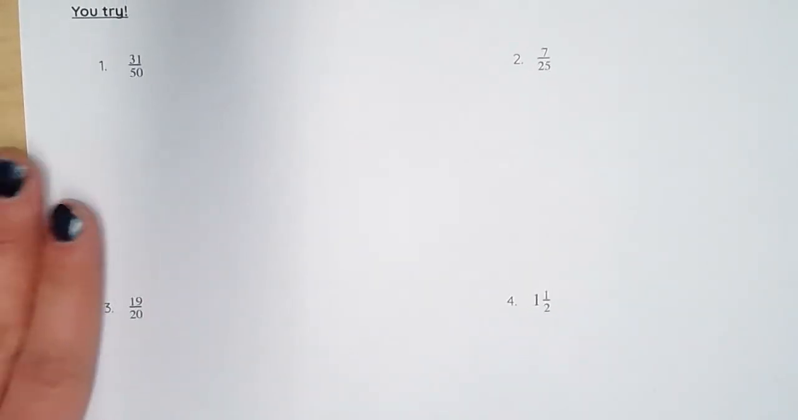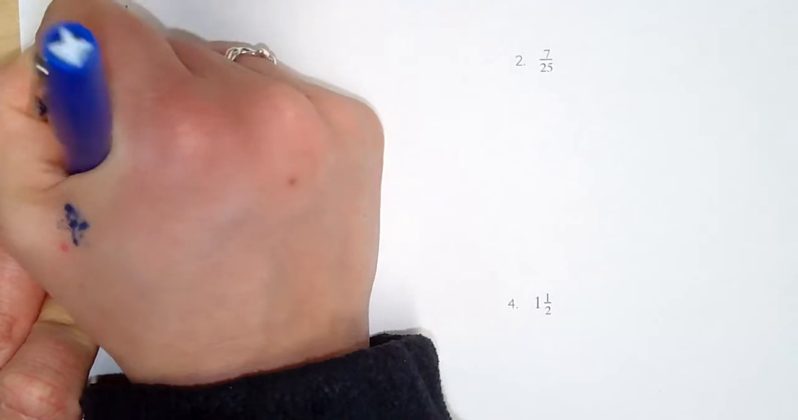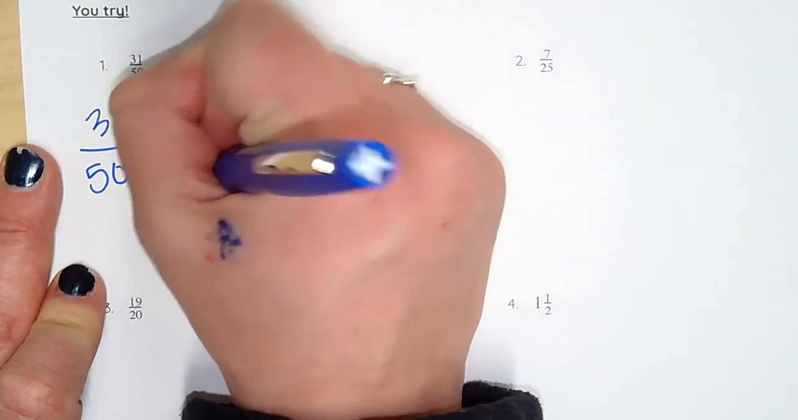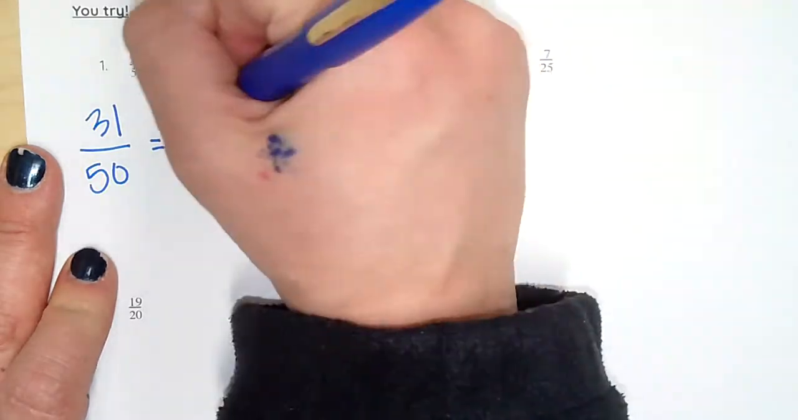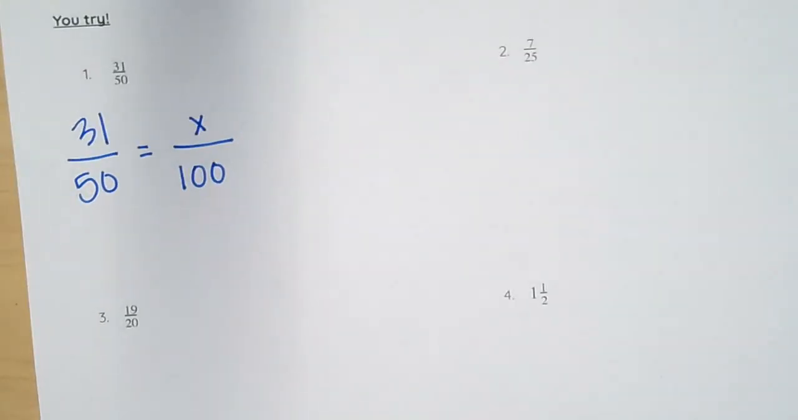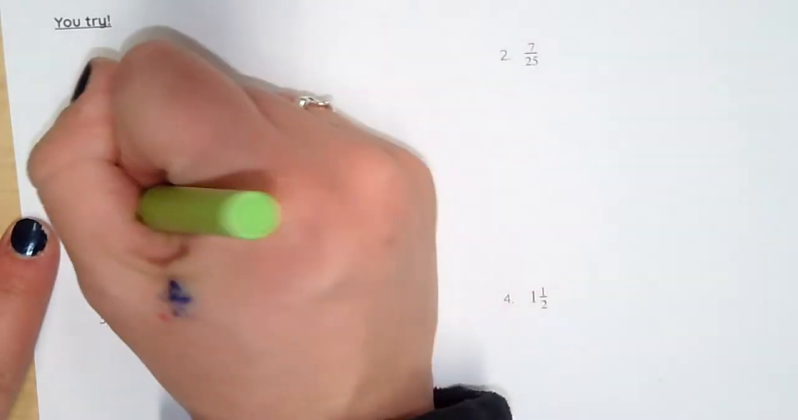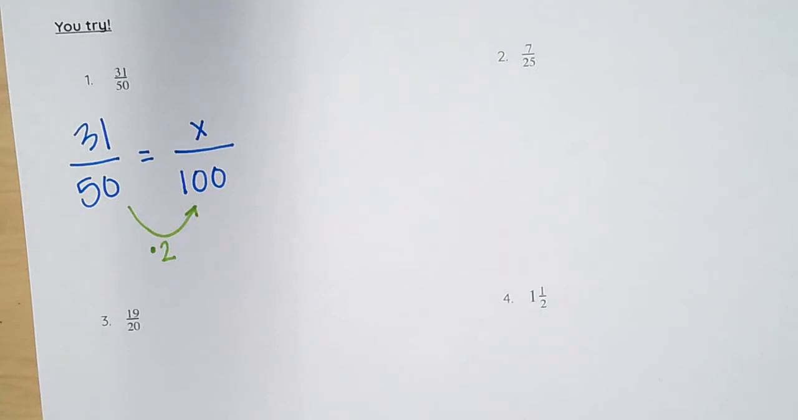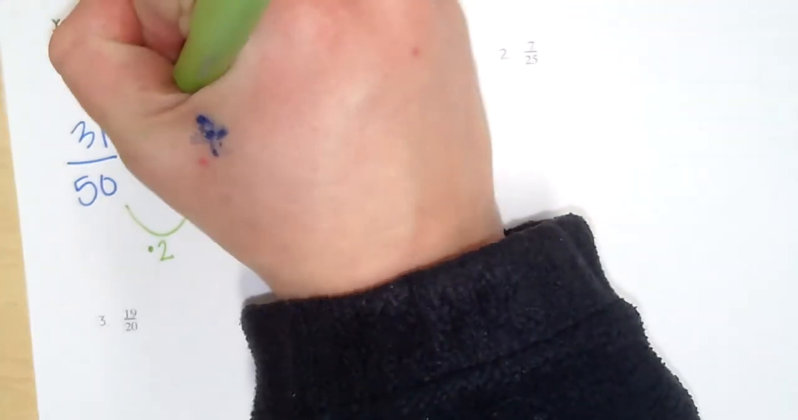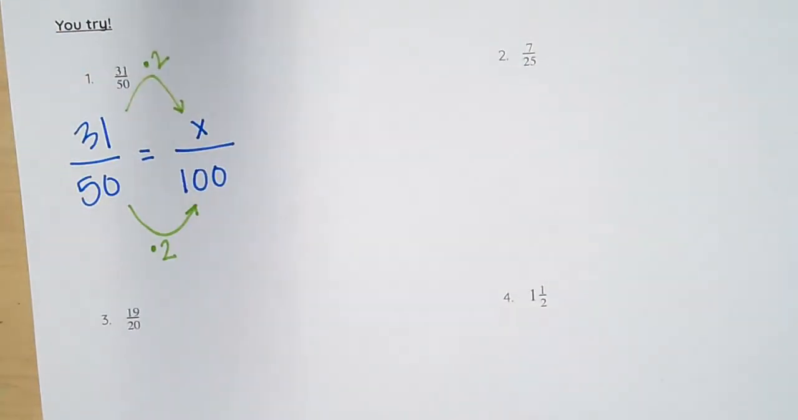So let's try this here. So we have 31/50. So I write 31/50, which is going to be equal to something over 100. We don't know what that is, so I'm actually going to put a variable here, X. I don't know what goes there yet. Now, for this one, I know that 50 times 2 gets me 100. Therefore, again, I need to keep it equivalent. So I multiply 31 times 2. Therefore, X is going to be 62.